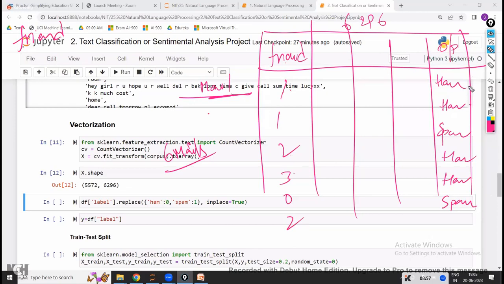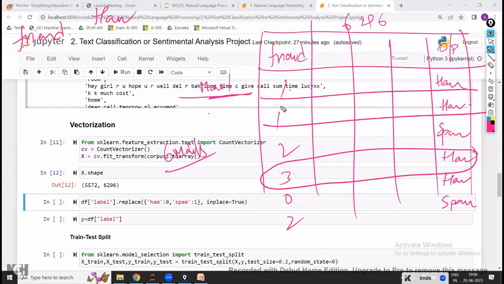First, go with the ham. Within the ham, count the friend word. This is ham, and this is ham. So 1, 1, 3. What is the total? 5. You are going to write 5.